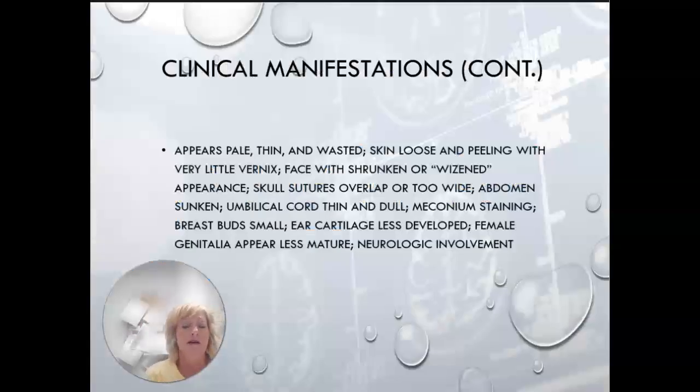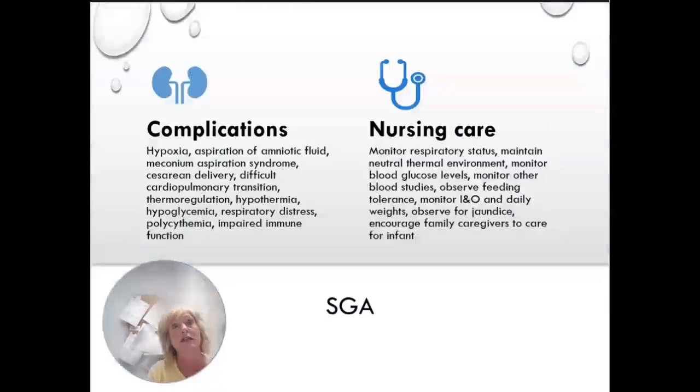So clinical manifestations, what are you going to see? They're going to be kind of pale and thin, they look real skinny, and their skin's going to be kind of loose. It might be peeling off, there might be very little vernix, and their face is going to look kind of shrunken. There might be some neurological involvement. The genitalia are going to appear less mature. The umbilical cord might be kind of thin. There might be meconium staining, especially if baby's been stressed. When babies get stressed, they tend to have their first bowel movements.